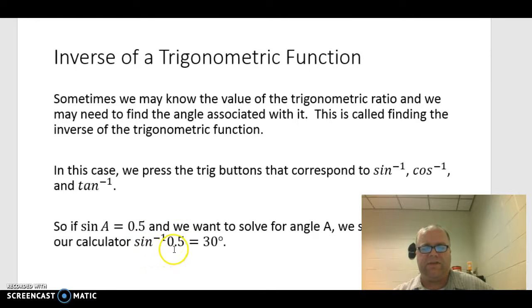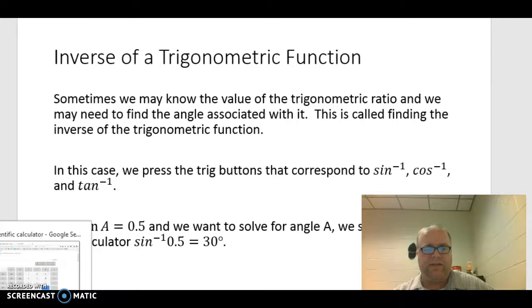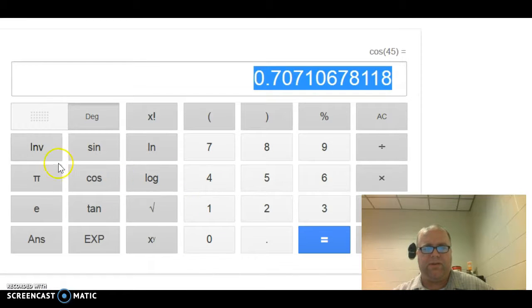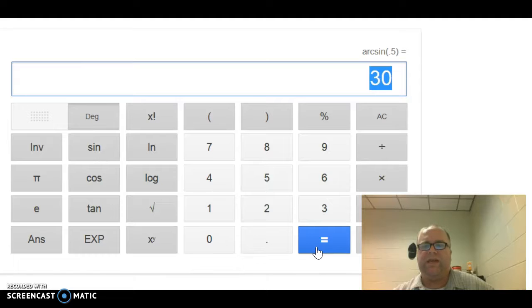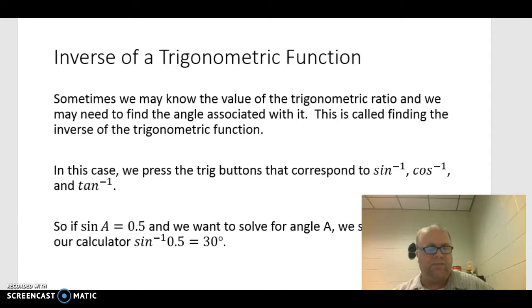Just take a look at this really quick. Let's say I want to find the inverse sine of 0.5. Make sure that I'm in degrees. I go up here and do inverse sine 0.5, and it spits out 30 degrees. That means that it's a 30-degree angle that gives me a ratio for the opposite side over the hypotenuse side of 1/2. All right, let's move on here.